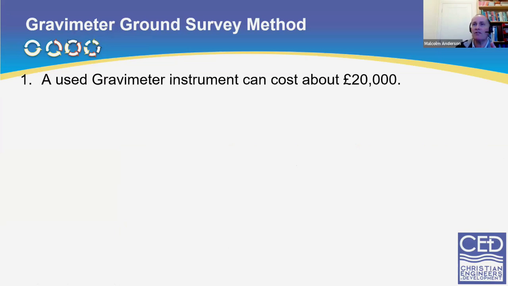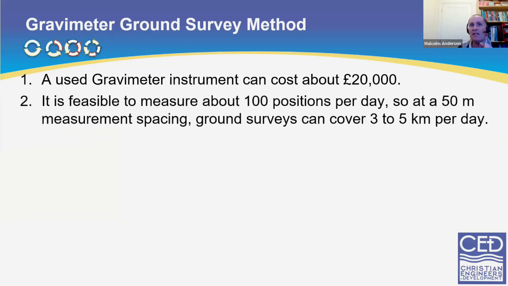Used gravimeters cost around about £20,000, and it's feasible to measure about 100 positions per day. So at a 50-meter measurement spacing, a ground survey can cover 3 to 5 kilometers per day, depending on how long it is and how long the battery lasts.